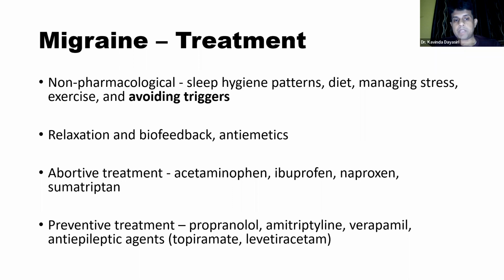For preventive treatment, there are several useful agents. Propranolol can be used in children who do not have asthma or atopy. Amitriptyline, an antidepressant, can be used. Verapamil, a calcium channel blocker, is again recommended for certain types of migraine. Anticonvulsants also have a place in the management of migraine, and the available agents include topiramate and levetiracetam.